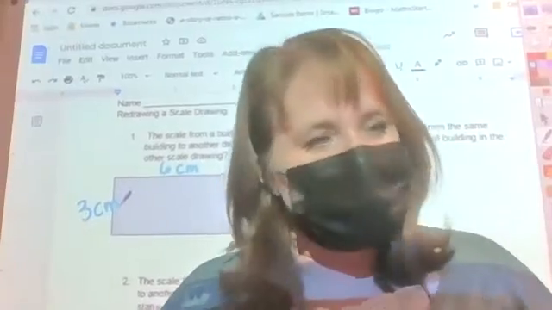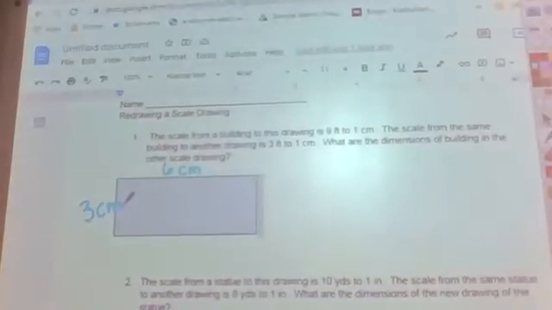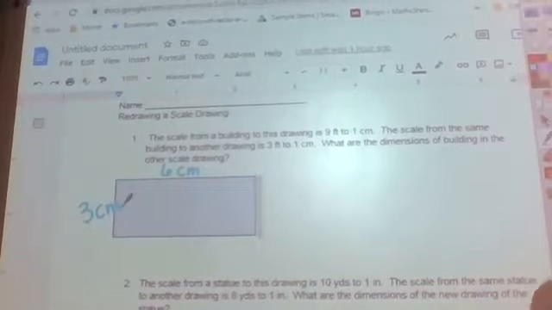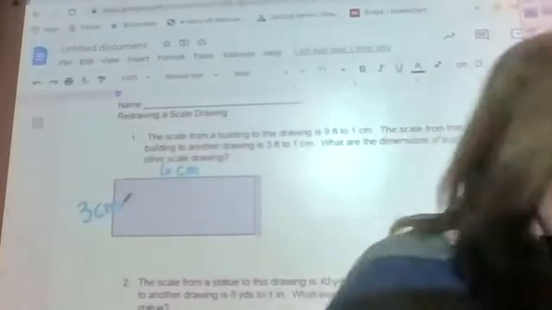So the first problem says this. The scale from a building to this drawing is 9 feet to 1 centimeter. The scale from the same building to another drawing is 3 feet to 1 centimeter. What are the dimensions of the building in the other scale drawing? So here's what this means.